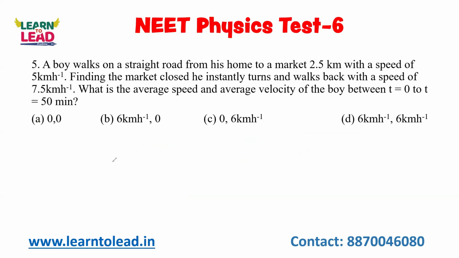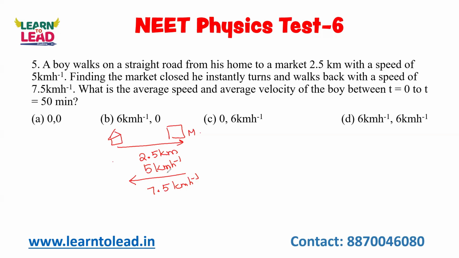Next, a boy walks on a straight road from his home to a market 2.5 km away with a speed of 5 km per hour. Finding the market closed, he returns and walks back with a speed of 7.5 km per hour. What is the average speed and average velocity of the boy between t is equal to 0 to 15 minutes?